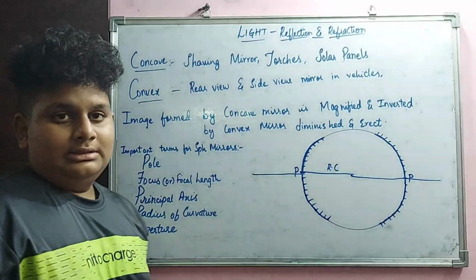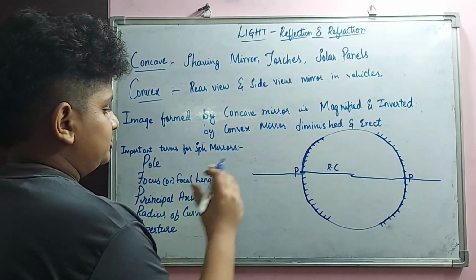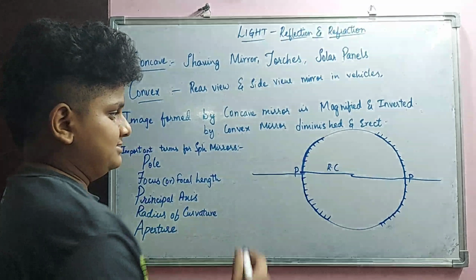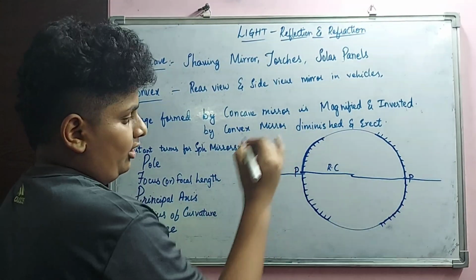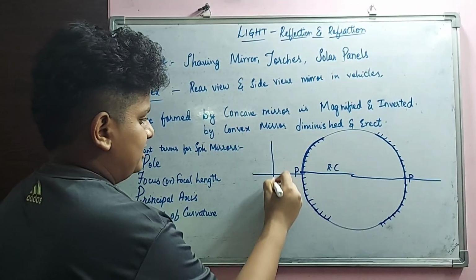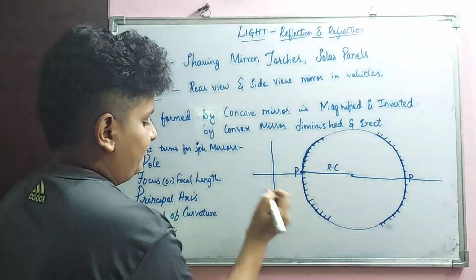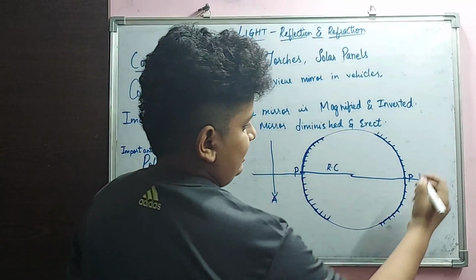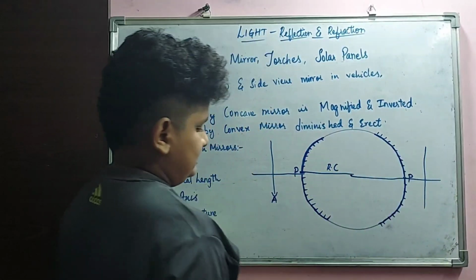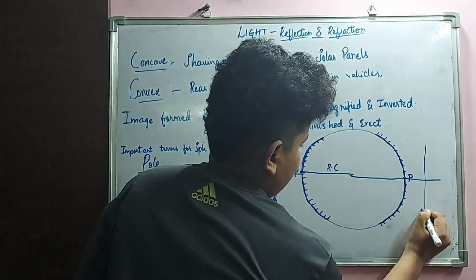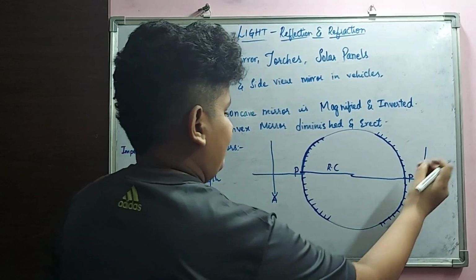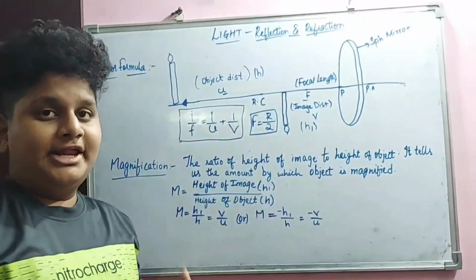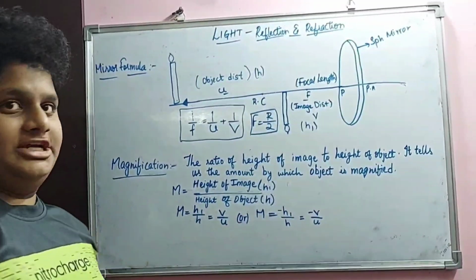Aperture means the place where the light falls or the reflection of light takes place. Here for the concave mirror, this is the place where the reflection of light takes place. Let's mark it A. And for the convex mirror, this is the place where the reflection of light takes place, and this is the aperture of the convex mirror. Now let us see the mirror formula and magnification.